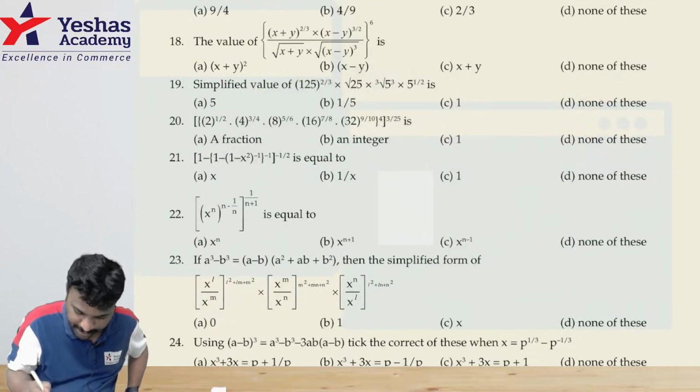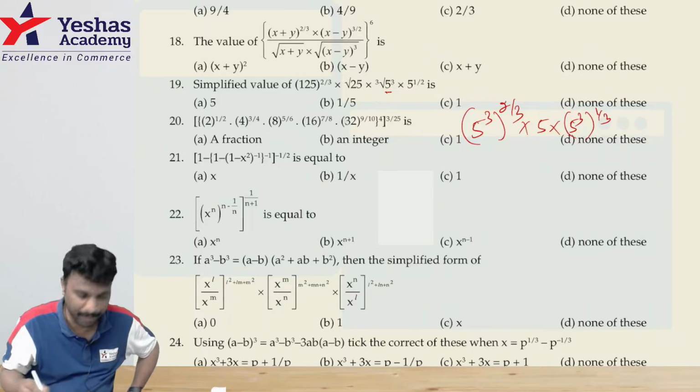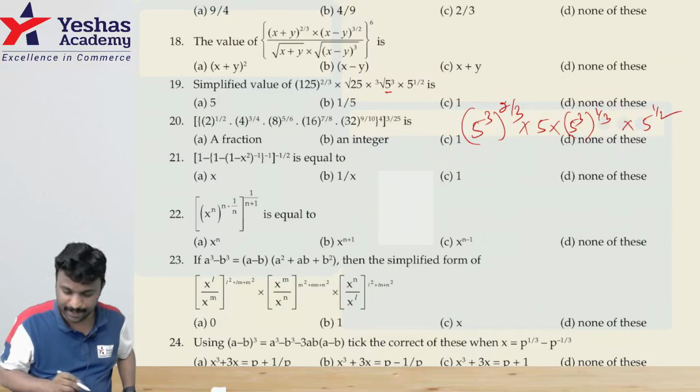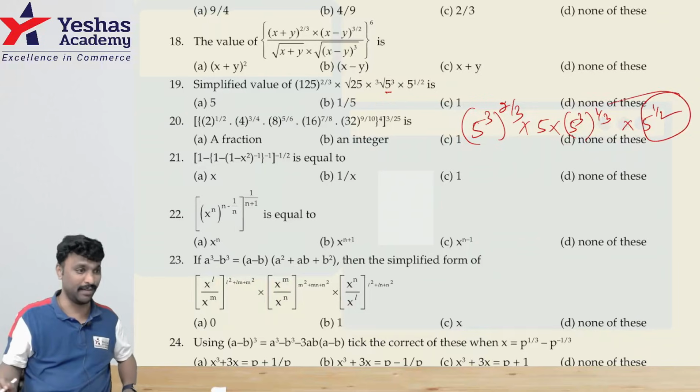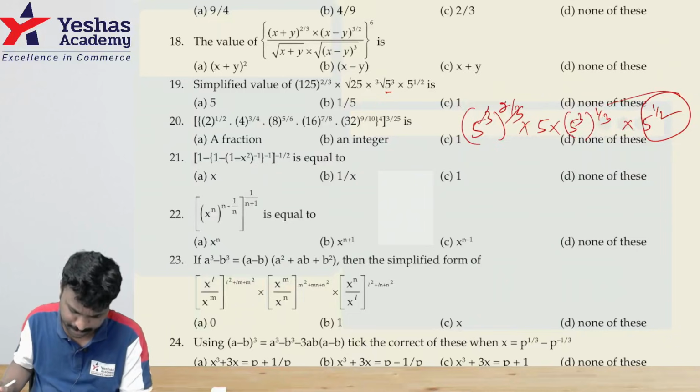2 by 3. That means 5 cube whole power 2 by 3. And root 25 is nothing but 5. So 5 cube whole power 1 by 3, because cube root means 1 by 3, power 1 by 3. And 5 power 1 by 2 will remain as it is. That means 5 power 1 by 2 is a decimal value, and all these are whole numbers. You're going to get a decimal value only.